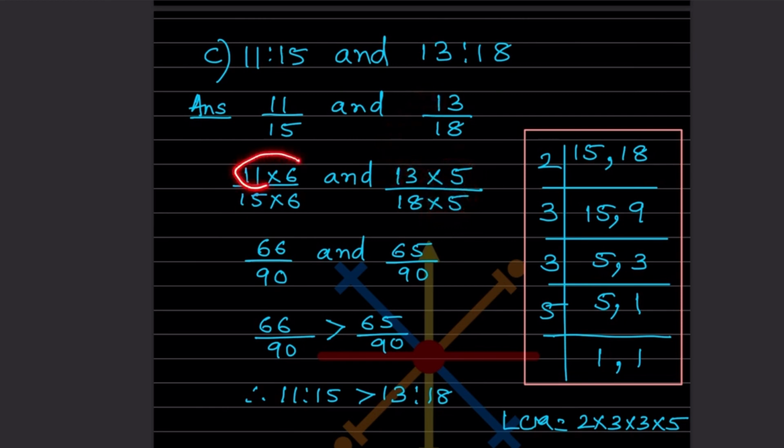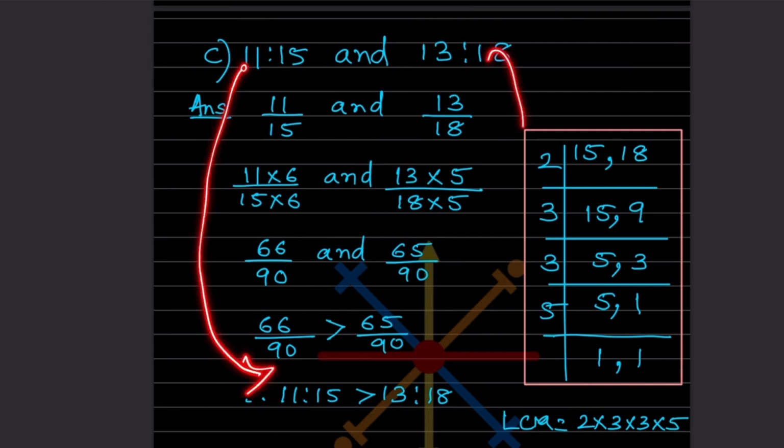So now what is here? 11 times 6 is 66. Here, of course, 90. 13 times 5 is 65. Here, of course, 90. So now you have to compare these two numbers. So which is bigger? Of course, 66. So what are you going to do? You are going to open the mouth over here. And again the same ratio. That means it shows that if this is greater, this also should be greater.